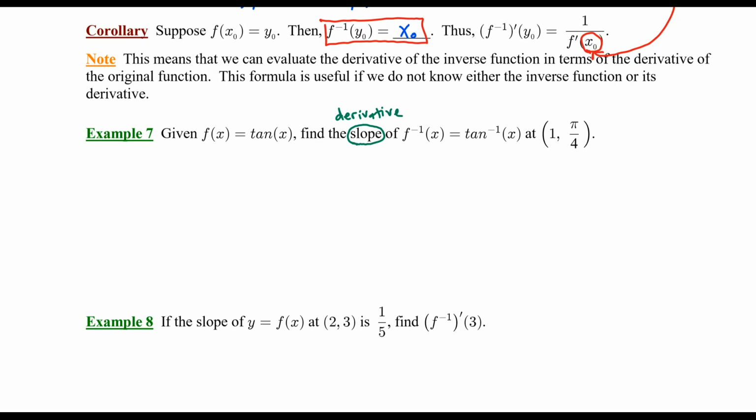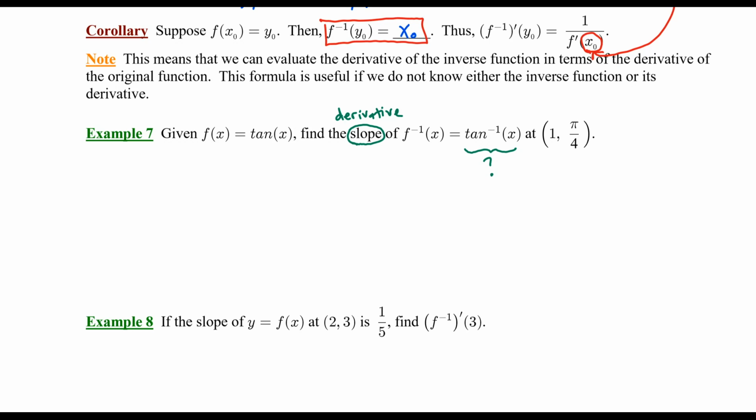But notice we're trying to find the derivative of inverse tangent of x, and at this point in time, we don't have a formula for the derivative of inverse tangent. Now, I will not disappoint. We will learn that formula very soon.